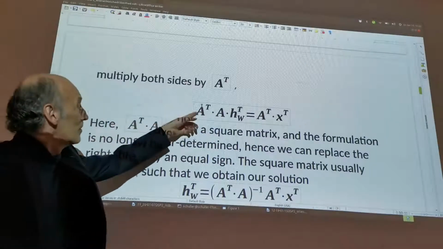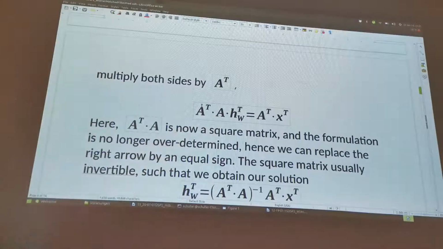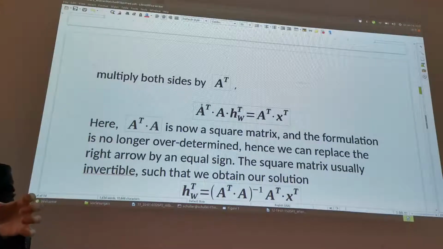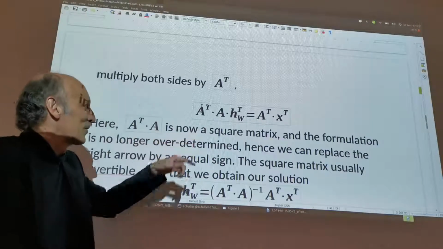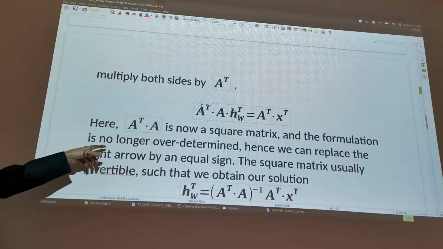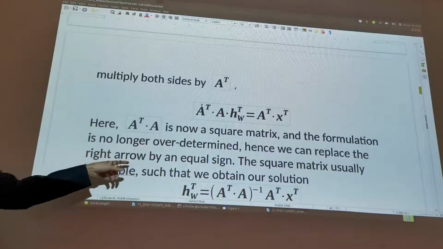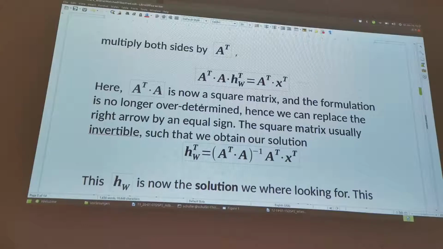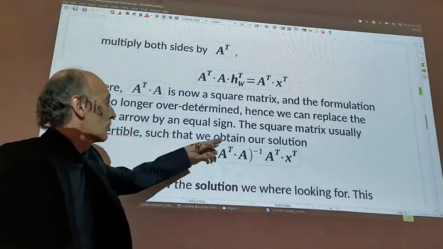So now this matrix A transpose A is a square matrix. Because when you think about A, it's a tall matrix. A transpose is a fat matrix. So you have fat times tall. Makes sense? Yeah, so here we have a square matrix and the formulation is no longer overdetermined. Hence we can replace the right arrow by an equal sign. So that's why we now have this equal. Hence the square matrix is usually invertible such that we obtain our solution.